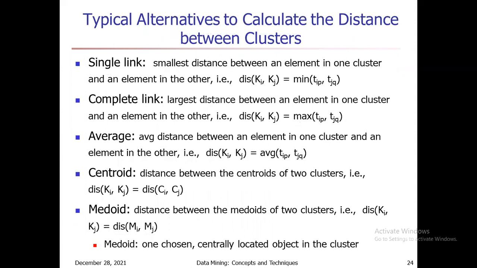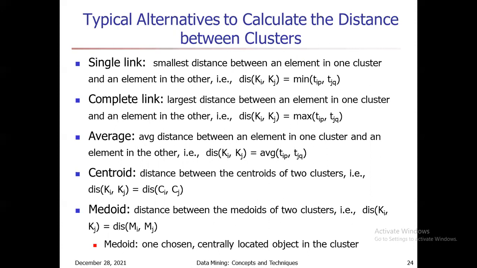Now you can see the typical alternatives to calculate the distance between clusters. So how are we going to calculate the distance between clusters here? We have different approaches: the single link, the complete link, the average, the centroid, and the medoid.